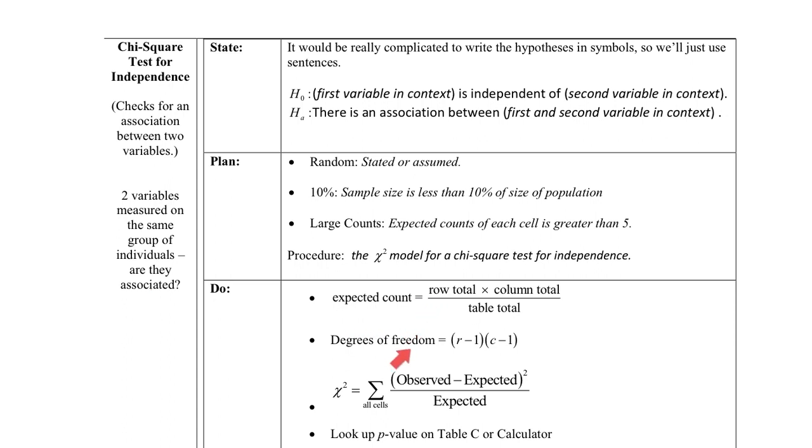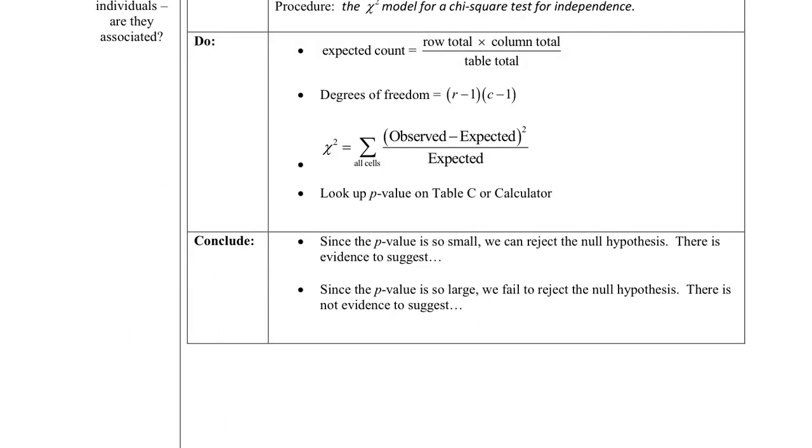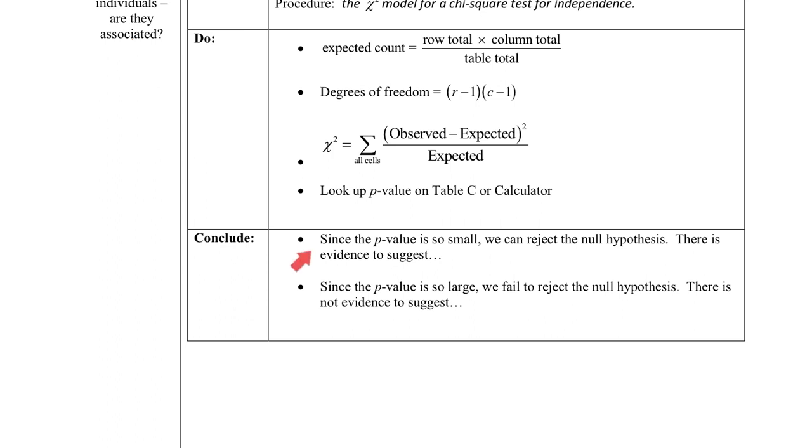Expected count, same as before. Degrees of freedom, same as before. Finding chi-squared, same as before, and the p-value, same as before. All the math is the same, and we are pretty used to this by now. The conclusion is the same. The p-value is either going to be so small we're rejecting, or it's so large we're failing to reject.